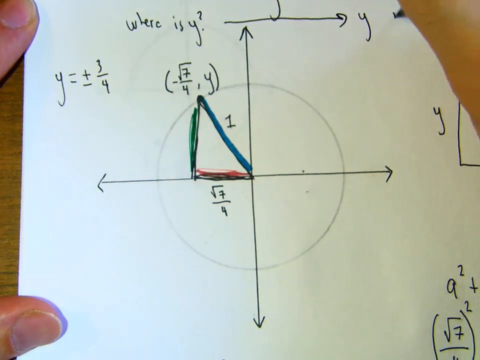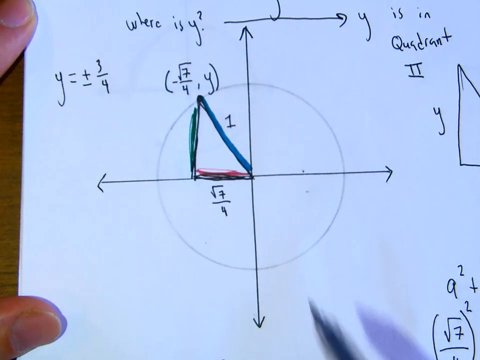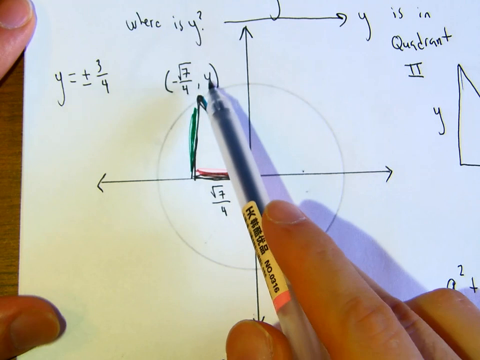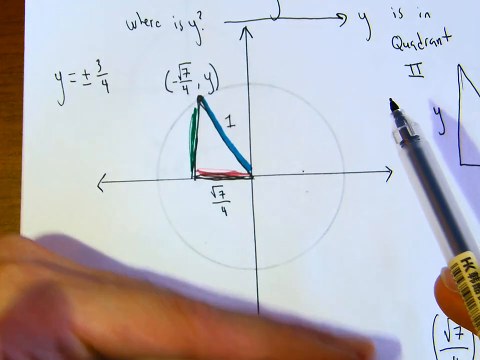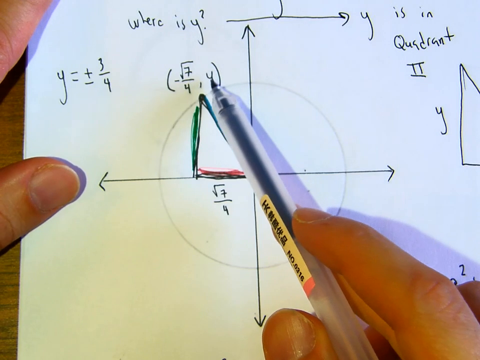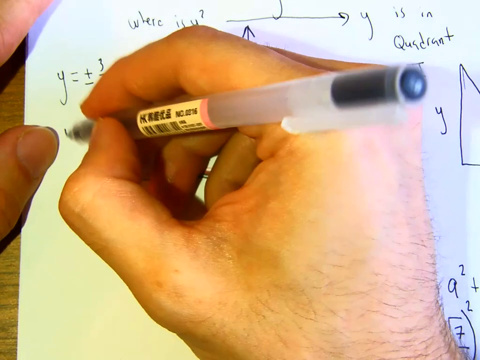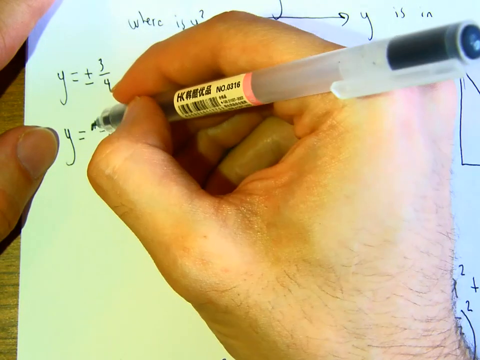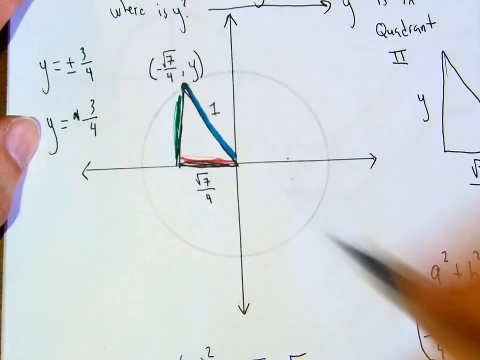Y is in quadrant 2, right? Because y is in quadrant 2, what do you know about your values of y? Are your values of y positive or are they negative? You know that in quadrant 2, your y values are positive. So here, y is equal to positive 3 over 4. And that's it. And that's how we got this solution over here.